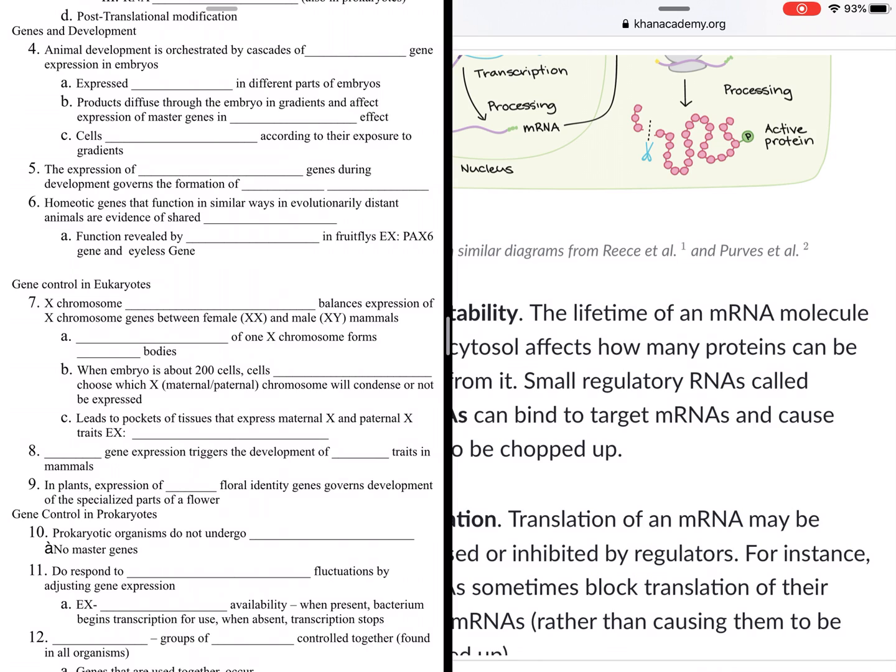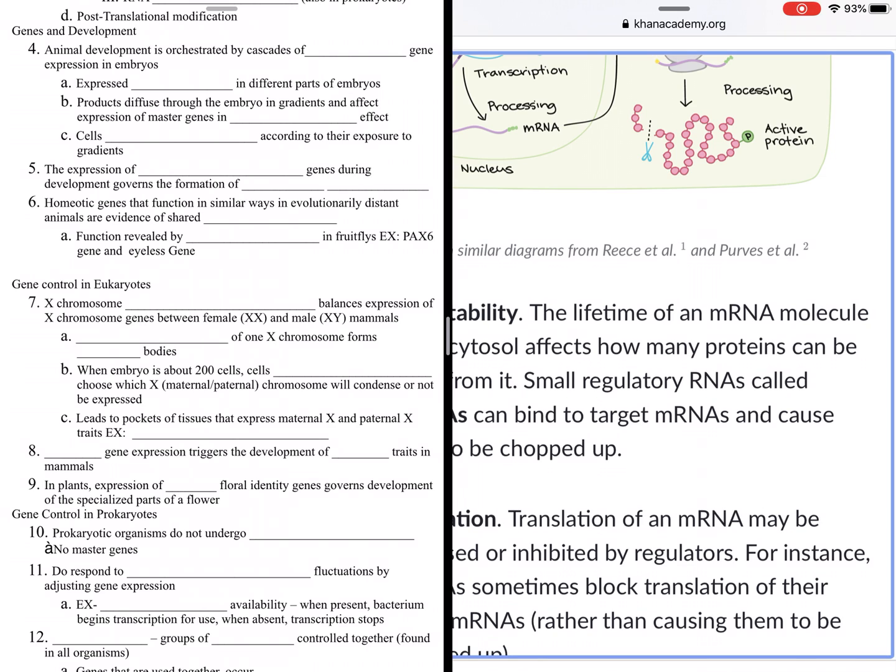The expression of homeotic genes during development governs the formation of specific body parts. And this was such a cool section in your text as well, because it was talking about how fruit flies can grow legs on their head because of these homeotic genes. Homeotic genes, in this case, are the leg genes. But they've also found homeotic genes that are kind of like eyeless genes. And this is the next note. It says homeotic genes that function in similar ways in evolutionarily distant animals are evidence of shared ancestry.